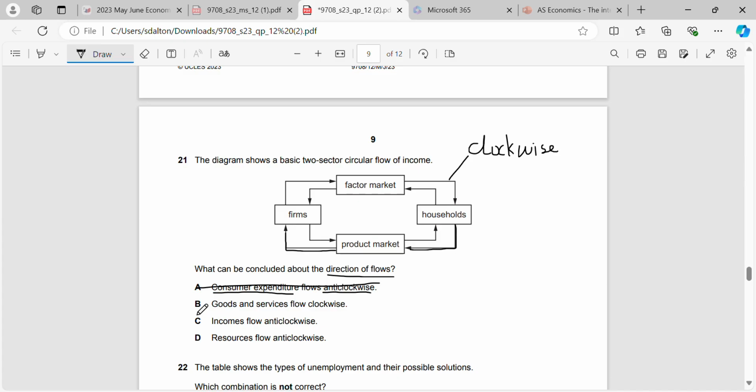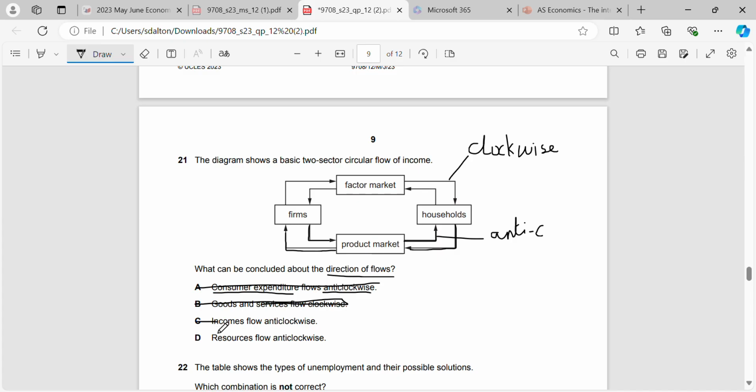Goods and services flow clockwise, so that's going to be wrong again. If we explain why, goods and services is on the inner ring, yeah, from firms to the product market, and then from the product market back to the households. So that's how goods and services get onto us, right? And that inner ring, we already said, is anti-clockwise, not clockwise. So that one is wrong. I'll just put anti-C here.